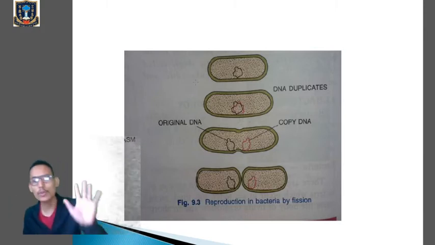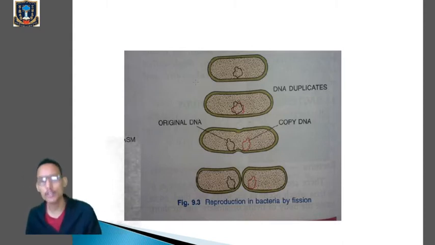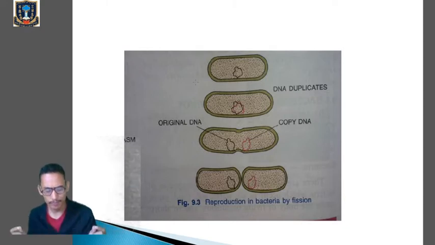Okay, now let's come to reproduction. Reproduction in bacteria is asexual, and involves a single parent. It takes place without the formation of gametes and without the fusion of gametes. So reproduction in bacteria is simply asexual, which takes place by means of fission. Fission means to break. Clear?